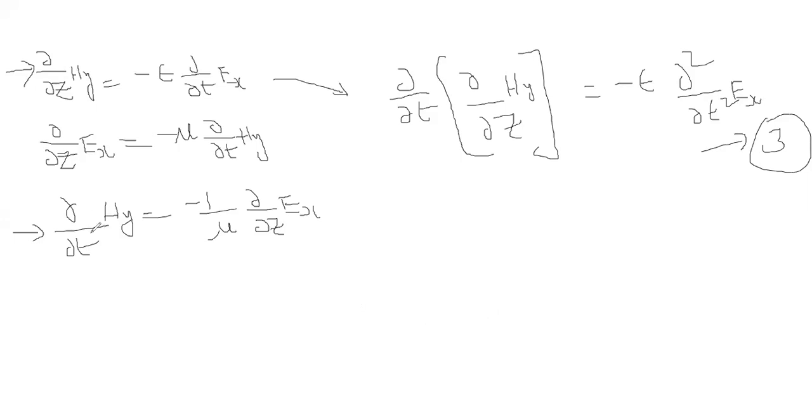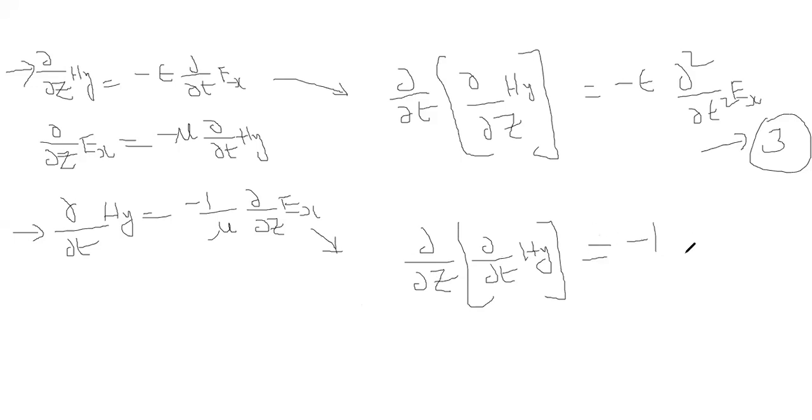My dear students, now I'm taking this equation and applying with respect to the z, dou by dou z of dou by dou t of Hy. I'm taking the second equation, and with respect to the z, taking on both sides. So minus 1 by mu into, here the dou by dou z is already there, so the second partial derivative, dou by dou z square into Ex. So equation 4.